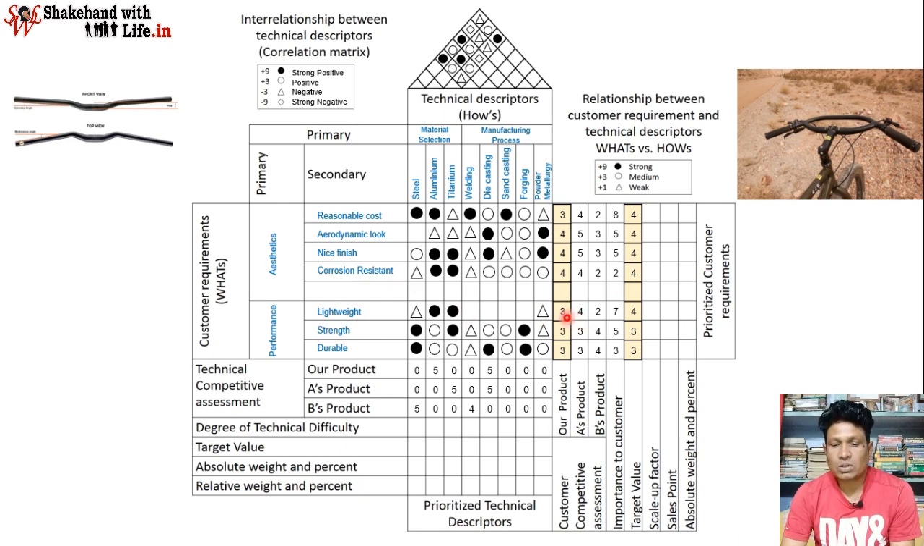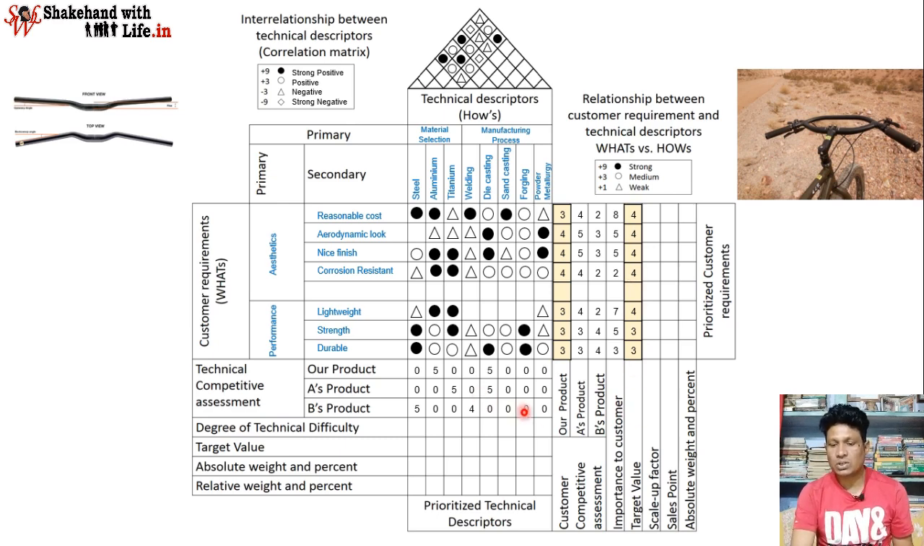for our product, customer competitive assessment is 3, but target value is 4. That means there is a requirement of change or to improve. For strength, there is no change, 3 to 3. For durability, there is no change, 3 to 3. Right. So this column is for target value.